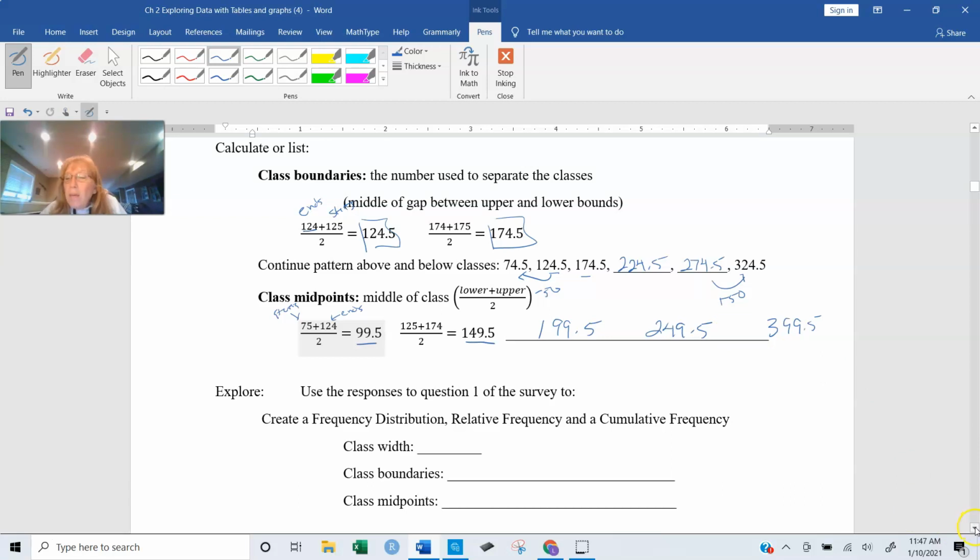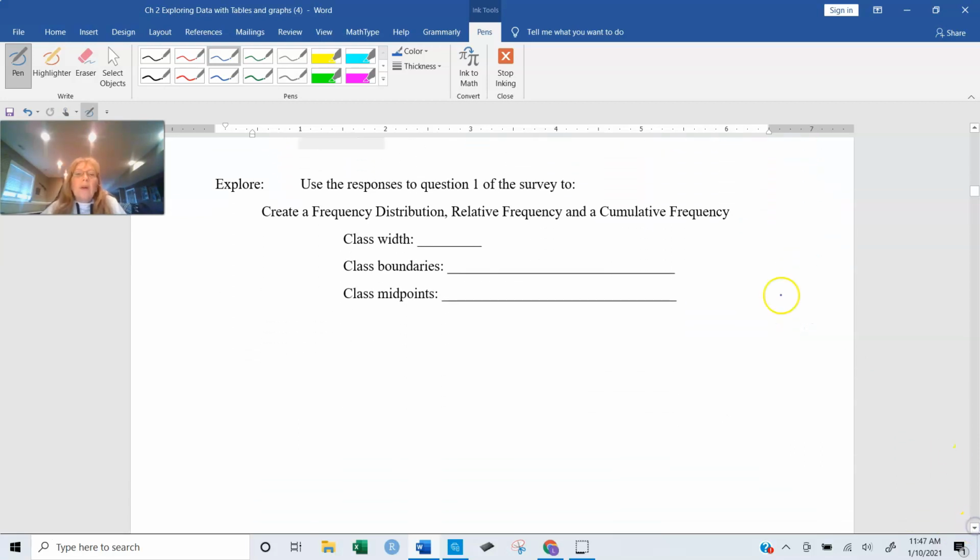All right, now it should be question 1. We should be talking about the money question of the survey, and you need to create a frequency distribution, a relative frequency, and a cumulative frequency. You're going to use your data to do that. I don't have that right now, so you're going to have to do it on your own. For the class width, we only have 60 people, so I would still divide by 5 to get your number of classes.